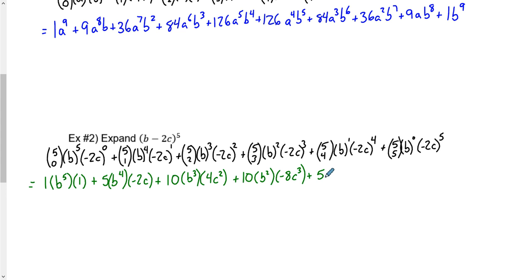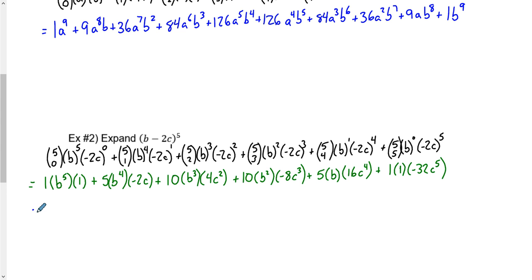5c4 is 5. b to the power of 1. Negative 2c to the power of 4 is 16. c to the power of 4. 5c5 is 1. b to the power of 0 is 1. And negative 2c to the power of 5 is negative 32 c to the power of 5.